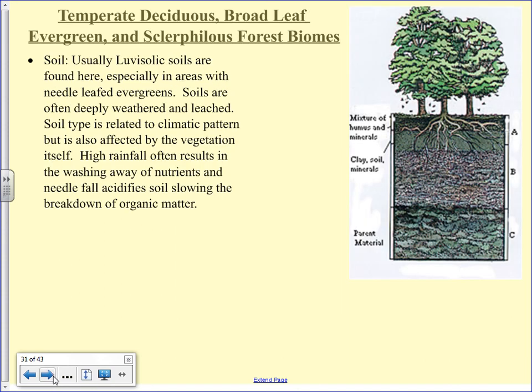Okay, soils. Again, you've got a reasonable A horizon because every year you get a buildup of leaves. Right? Every year they're dropping leaves. Those leaves break down and become new soil. But you do tend to have a fairly good B horizon. The C horizon tends to be quite deep and highly weathered.